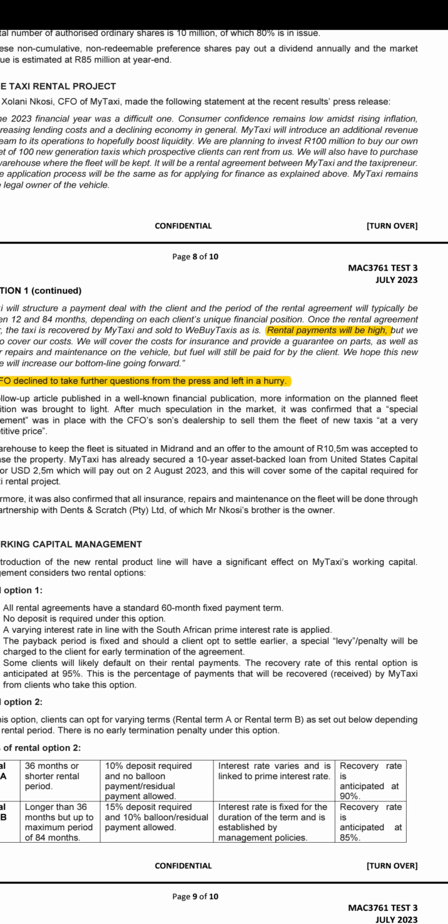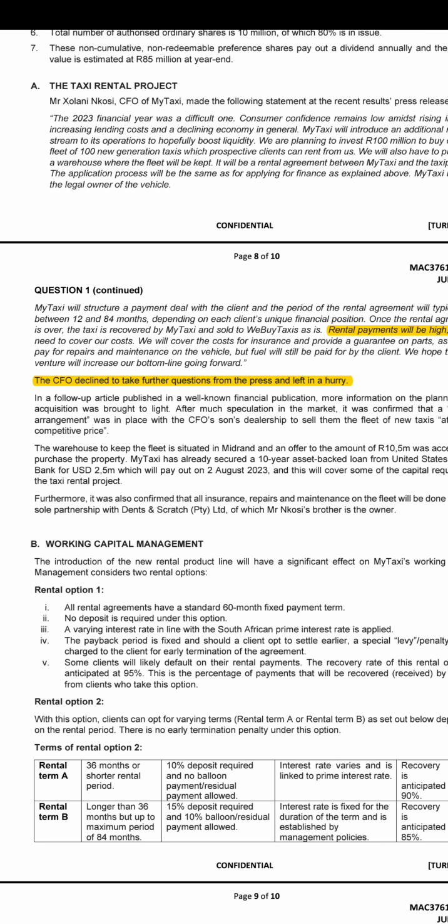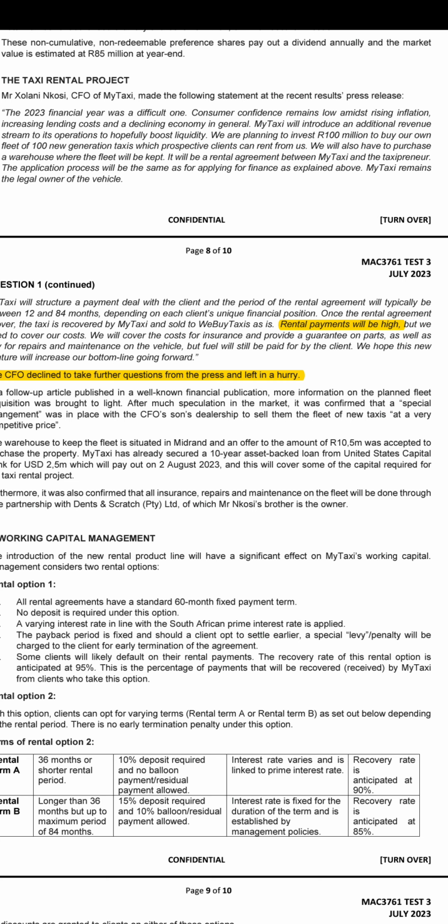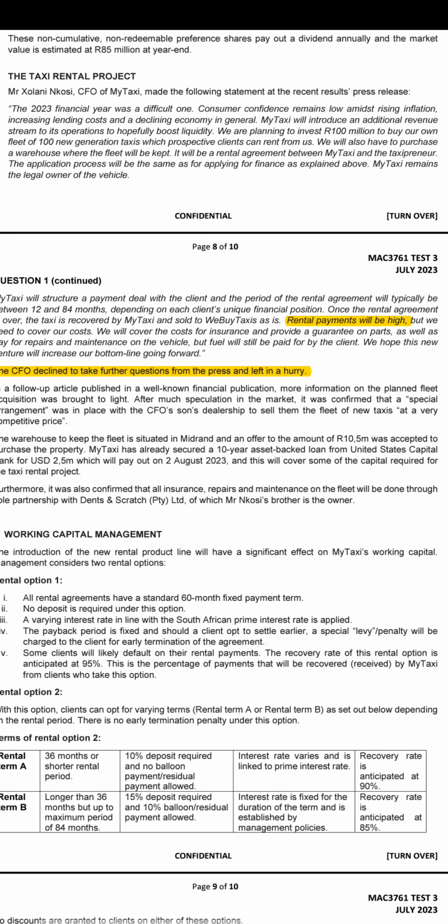I hope you guys saw that already, right? The warehouse being in Midrand is fine unless there were some specific crime risks relating there. There is an offer that we've made and that has been accepted to purchase the property, so that's fine and well. But what is important to note is that there is a 10-year asset-backed loan, which is quite substantial. I mean, it's 2.5 million US dollars. So guys, that's not a small amount of money, right?